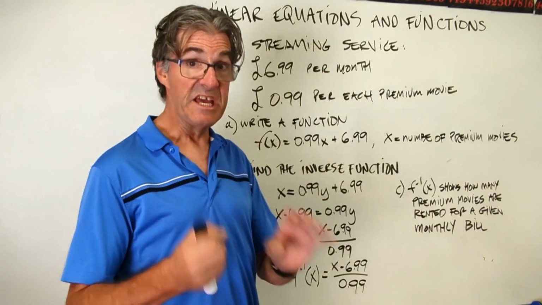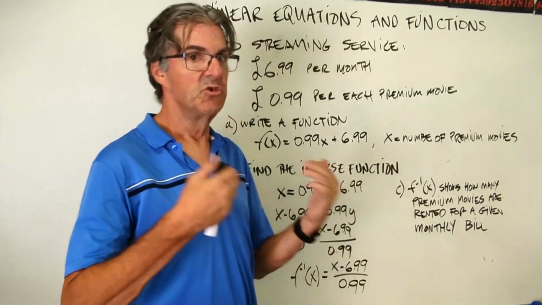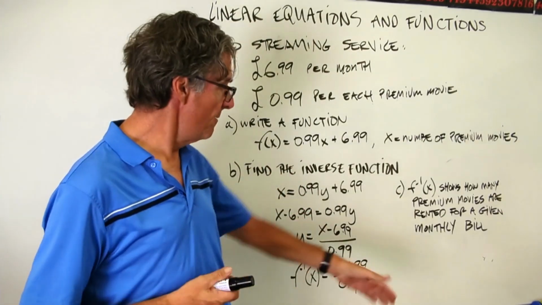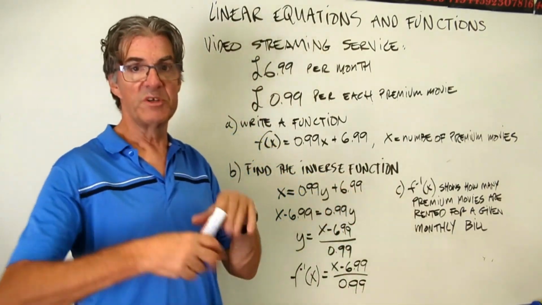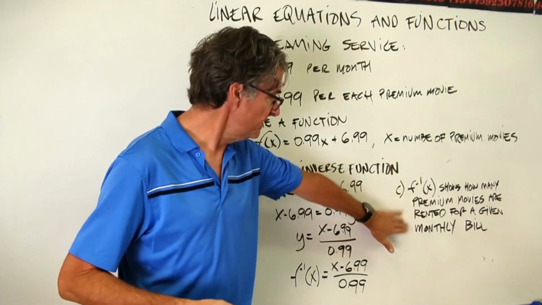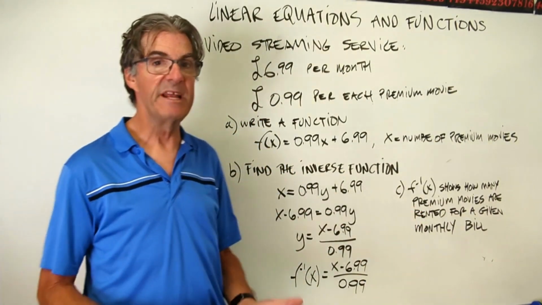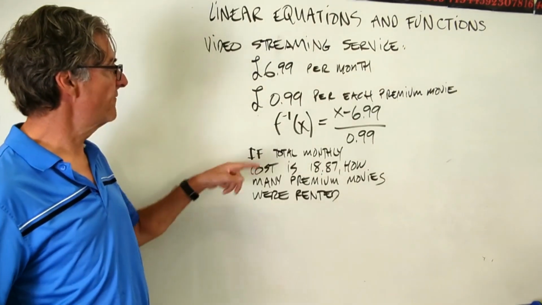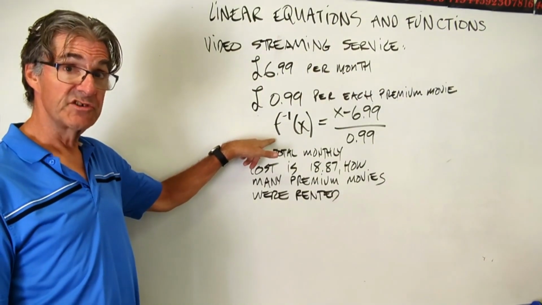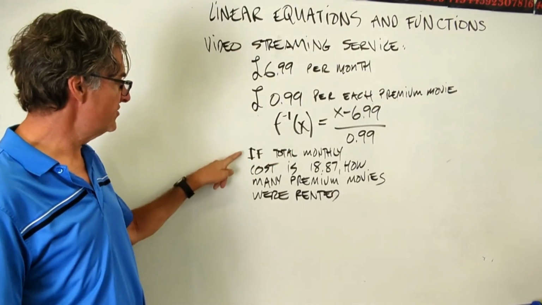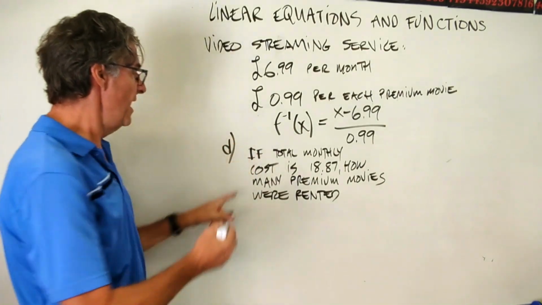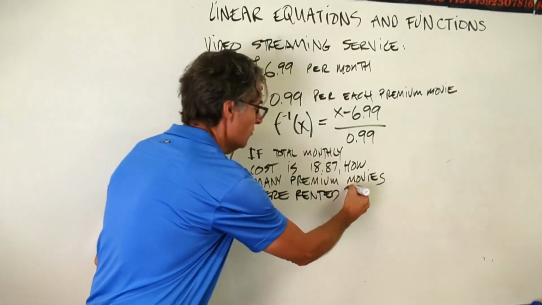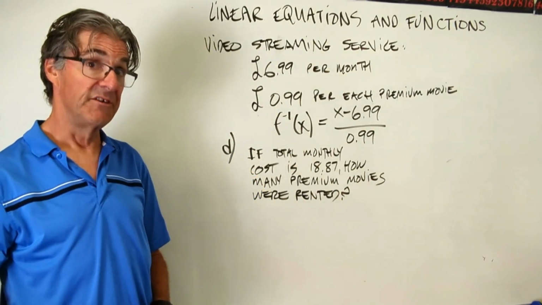In this case, the inverse function allows you to calculate how many movies were rented, how many premiums were rented, for a given monthly bill. So if I tell you that the bill was some number, then you can use this function to calculate how many premiums were rented. All right, so let's do that calculation. Here's how I'm going to phrase that problem. First off, here's our inverse function from the last board, right there. Now here's your question. This would be question D. If the total monthly cost is £18.87, how many premium movies were rented? So go ahead and pause the video and do that calculation.